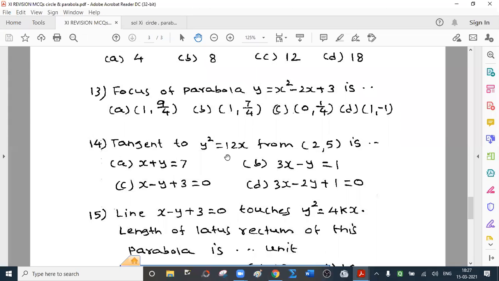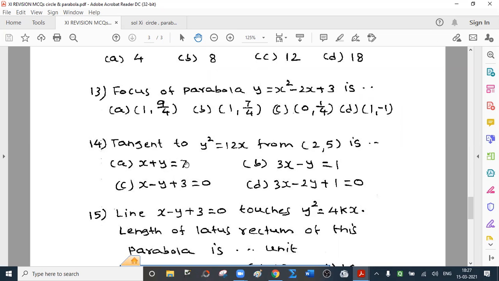14th, tangent to parabola y square equal to 12x from (2, 5) is. See, tangent to the parabola from (2, 5). Clearly (2, 5) is not lying on this parabola. So don't say y1 equal to and so on. No. Of course, the point has to lie on the tangent.